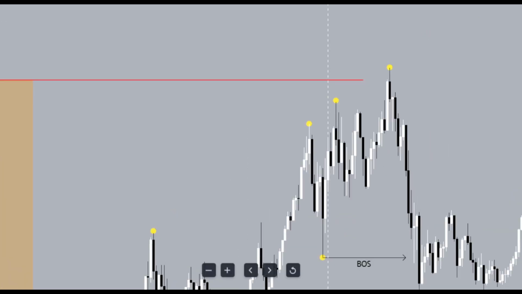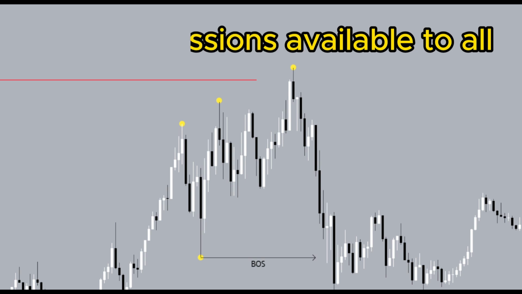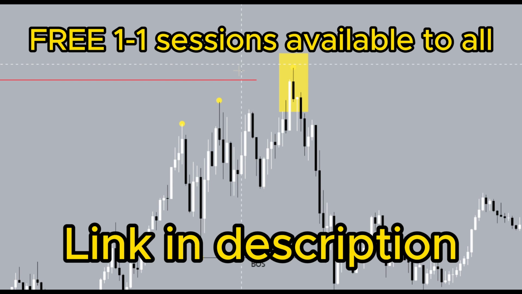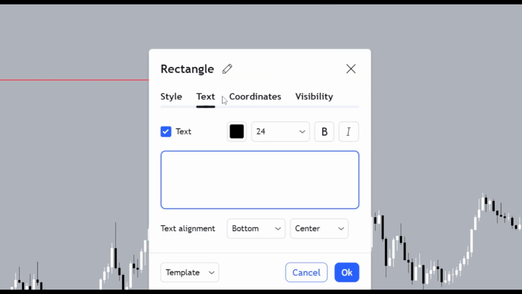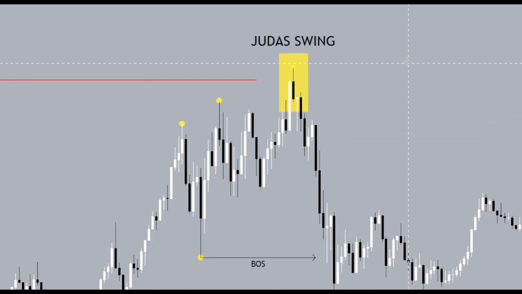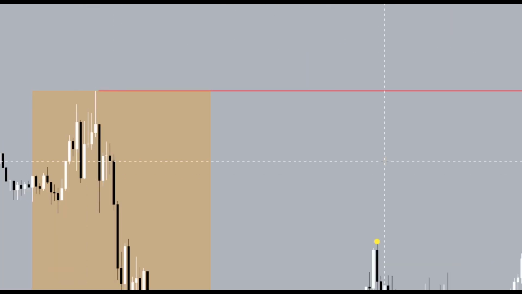So we see early sellers enticed, they get swept out, and now buyers also get enticed into the markets. Just like this, buyers also get enticed, and this is what we call the Judas swing. So a quick ICT pro tip is that when we are analyzing a bearish day, the Judas swing very typically occurs above the Asian range high, just like it has done over here.